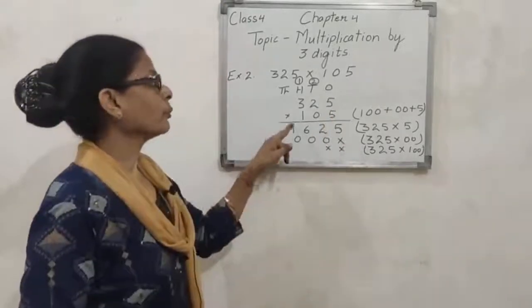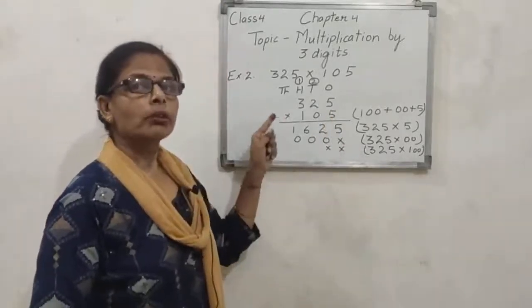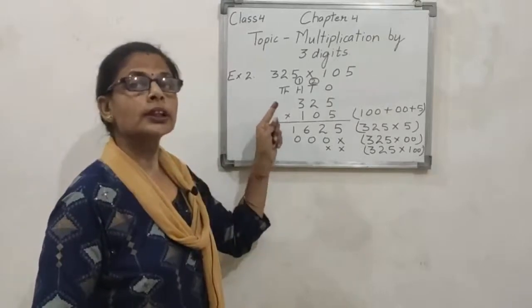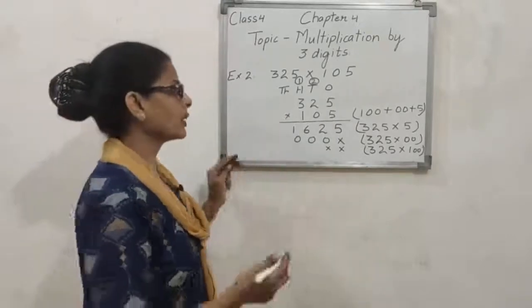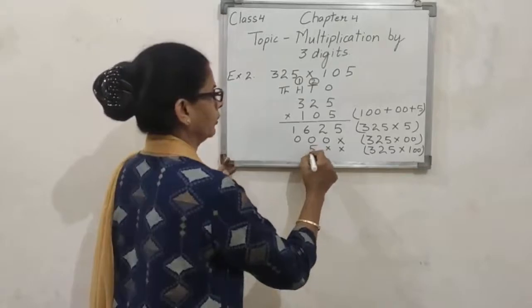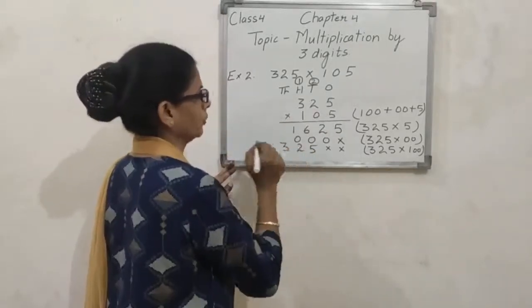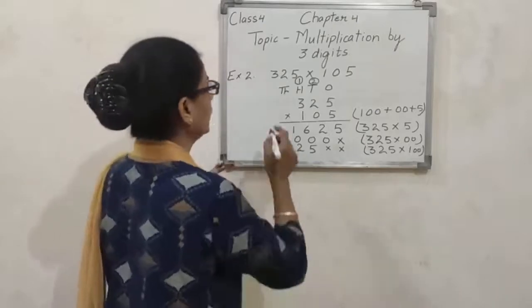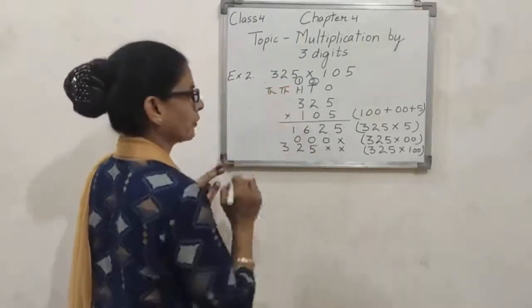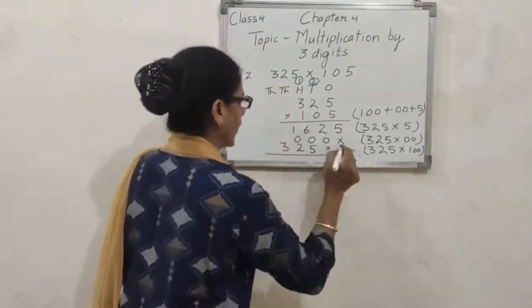We know that when we multiply any number by 1, the product is the number itself. 1 5 is 5 only. 1 2 is 2 only. 1 3 is 3 only. So this is coming on the 10,000 place. Right? Now we have to add them.